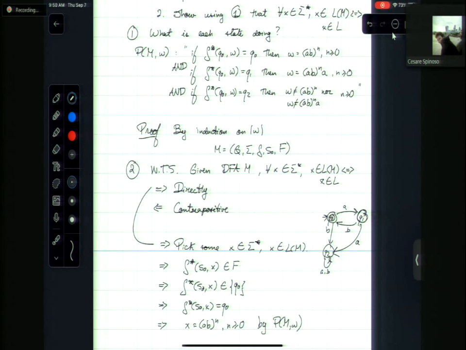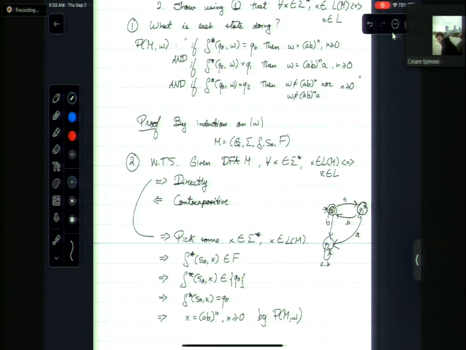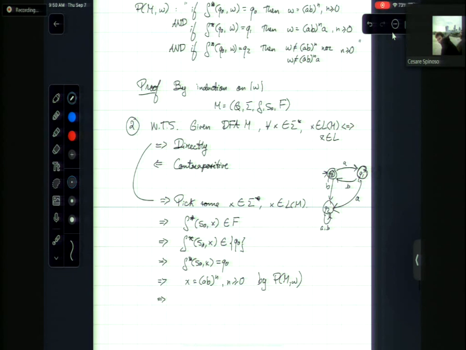Okay, so if X looks like AB^n, the definition of the language L is all the strings that look like AB^n. And so by definition, that means that X is in L, and that shows the first direction.